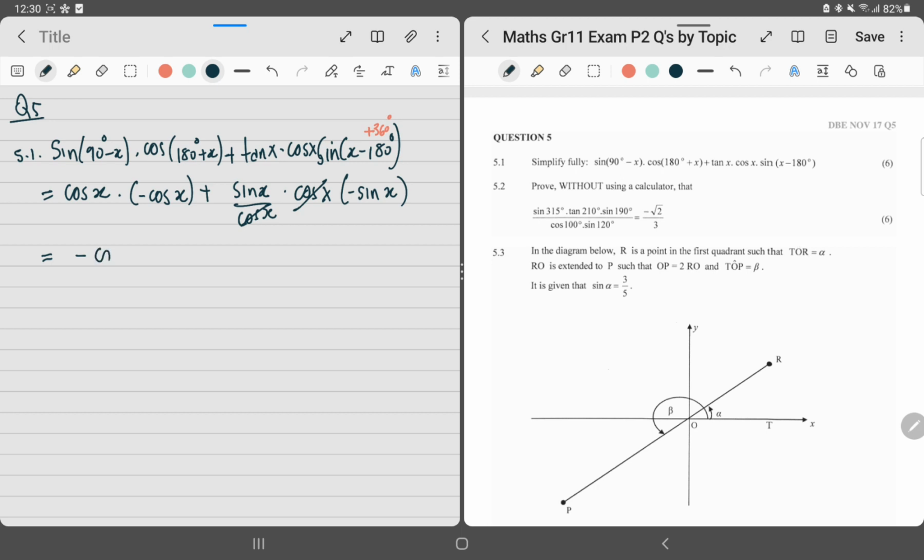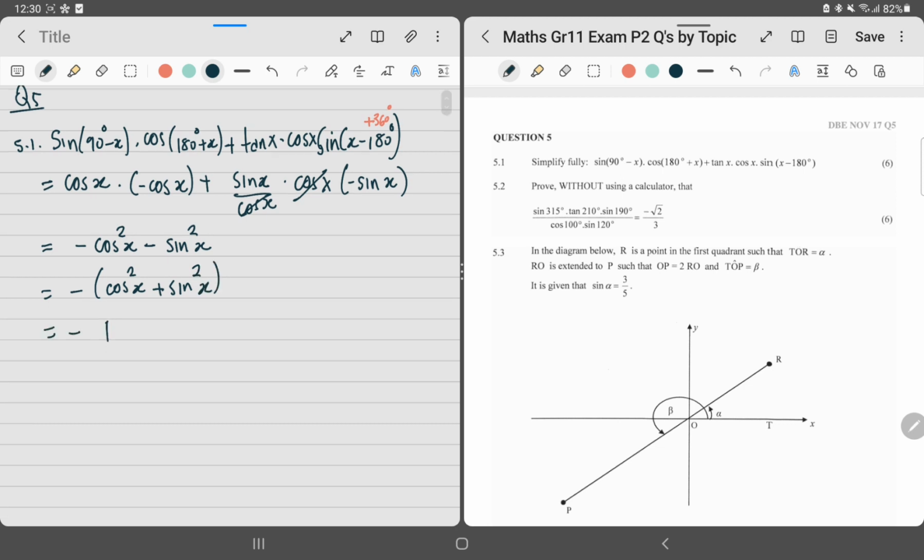I'm going to have negative cos squared x minus, because of that negative, sine squared x. Then we just take out the negative, so that's cos squared x plus sine squared x, and that just equals negative 1.